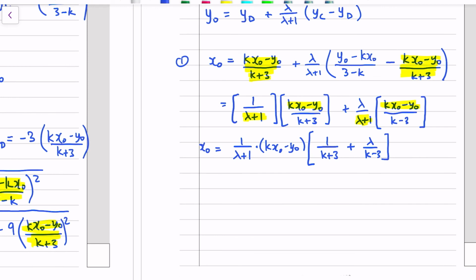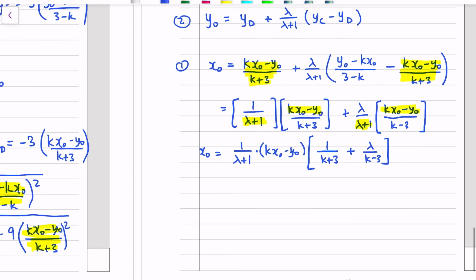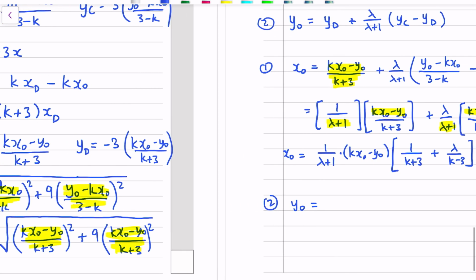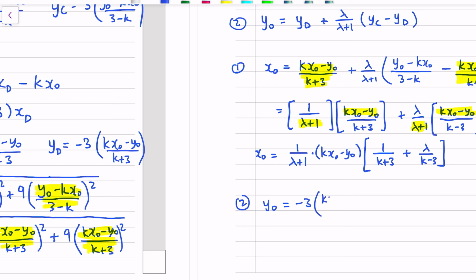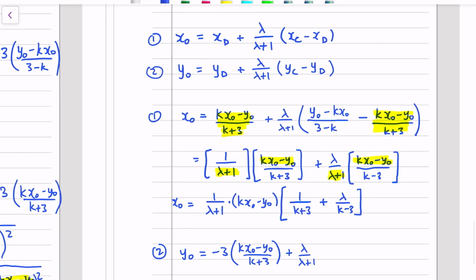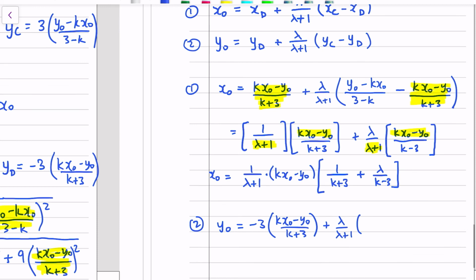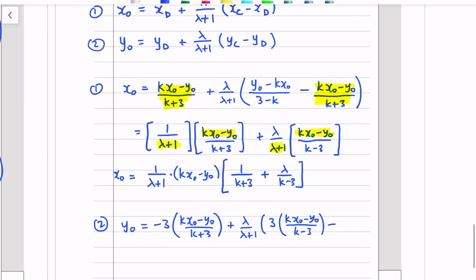Okay, we do a similar thing for the y naught equation. So equation 2 up the top there. We use that one. y naught equals yd. yd is minus 3 (kx naught minus y naught) over (k plus 3), plus lambda over lambda plus 1 times (yc minus yd). yc was 3 lots of that, but I'm going to write it the other way around: 3 lots of (kx naught minus y naught) over (k minus 3), minus yd again, but that's a plus because yd was a negative.